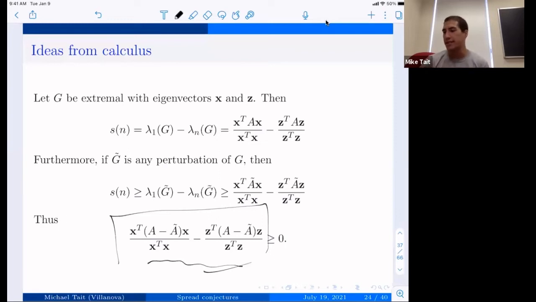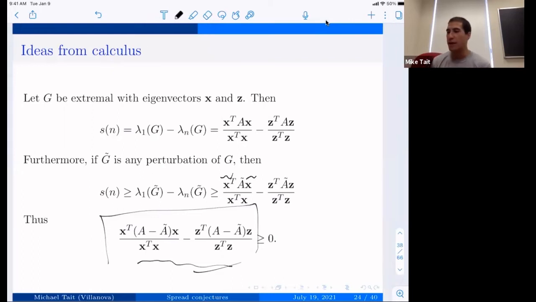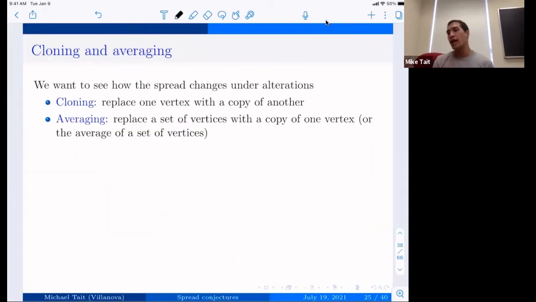You can do something slightly more complicated, like perturbing the eigenvectors as well, and the same thing happens. Let's see what this kind of perturbation tells me about my graph. I'm going to use cloning or averaging. I might see what happens if I take a vertex and delete it and then add a copy of a different vertex. That's what I'll call cloning. And I might take a whole set of vertices and replace them with copies of a single vertex. That's what I'll call averaging. They're basically the same thing.